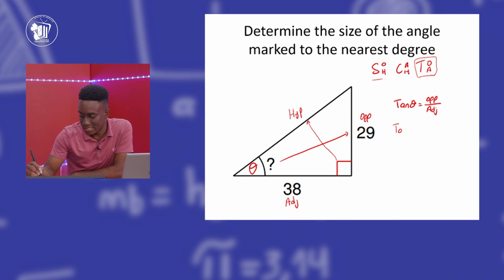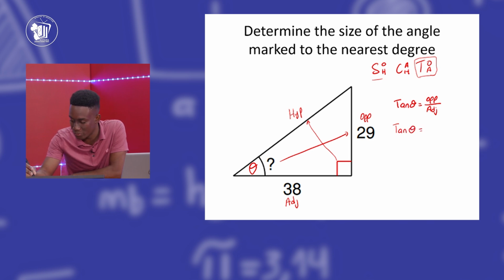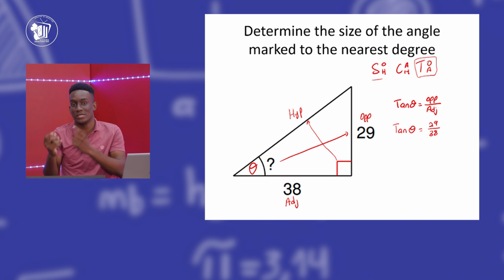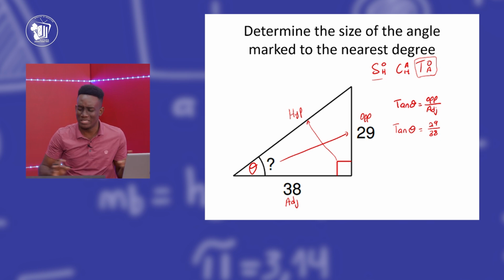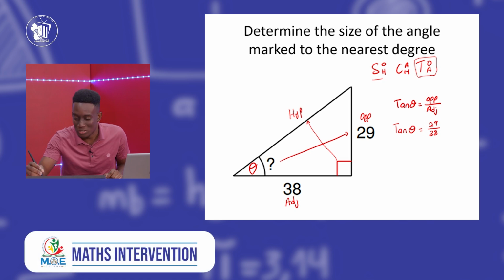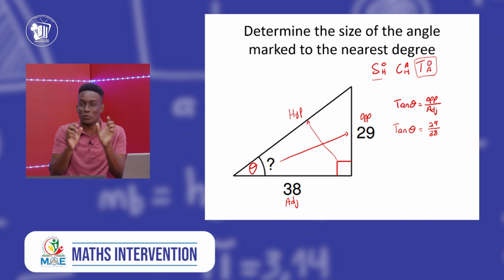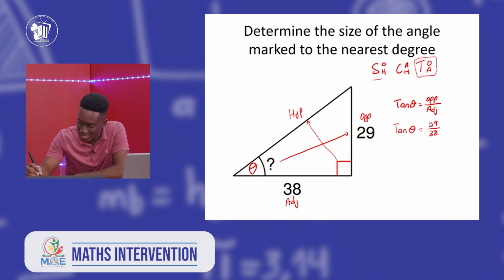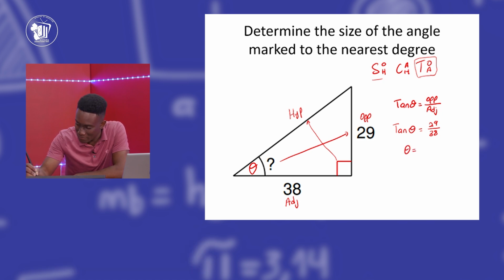So tan theta, in this case the one that we want to find, is equal to the opposite, which is 29, over the adjacent, which is 38. Once again, we can divide 29 by 38, but for me, I'll leave it just as the fraction because it's easier to work it out like that. Less steps. So to solve for theta, we need to take over tan, and the opposite of tan would be tan inverse. So theta is equal to tan inverse 29 over 38.